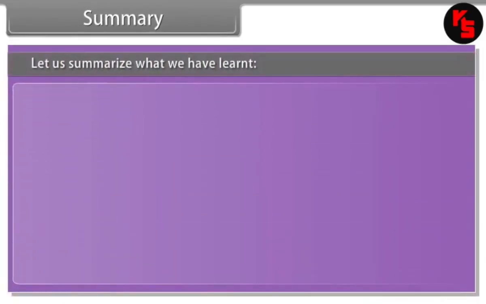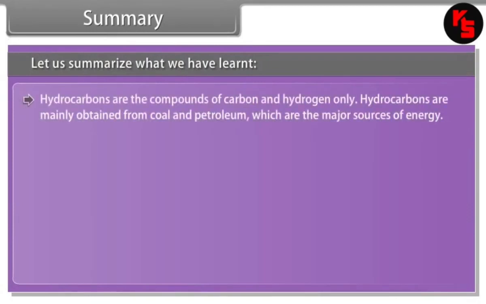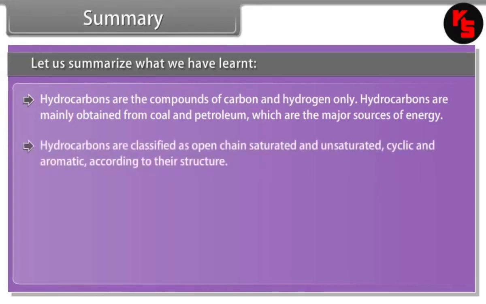Summary. Let us summarize what we have learned. Hydrocarbons are the compounds of carbon and hydrogen only. Hydrocarbons are mainly obtained from coal and petroleum, which are the major source of energy. Hydrocarbons are classified as open-chain saturated and unsaturated, cyclic and aromatic according to their structure.